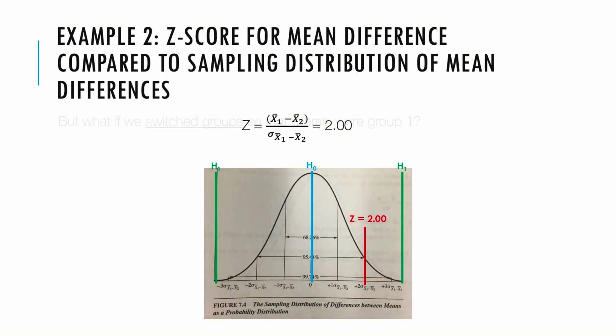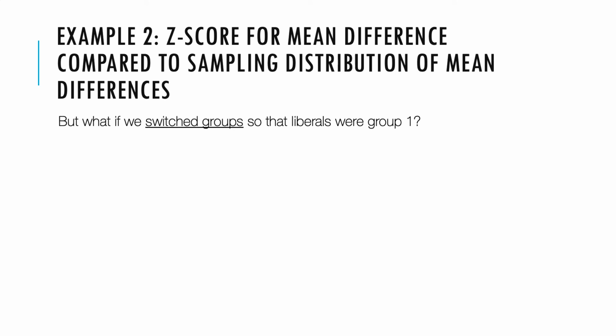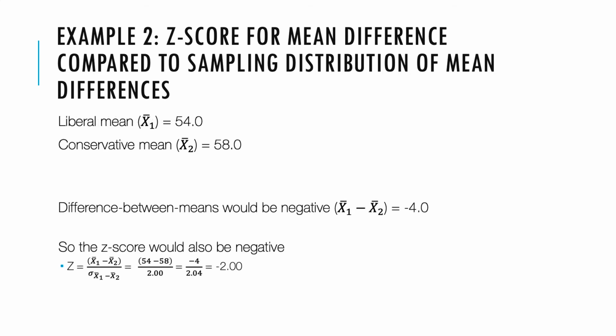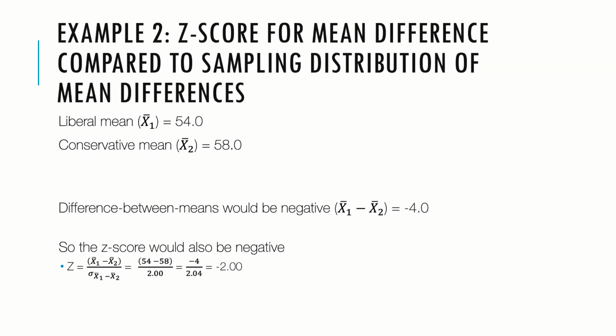But quickly, what if we switch groups? Let's say conservatives aren't group 1 anymore. Let's say liberals are group 1. Conservatives are group 2. So now liberal mean is 54. Conservative mean is 58, still the same, but now one's group 1 and group 2. So now the difference between these two means is -4 if we just simply switch the groups. Theoretically, we should be able to switch these groups and it should still work. So what it implies to us is that there's both a positive and negative z-score value, that the placement of the group should not matter.